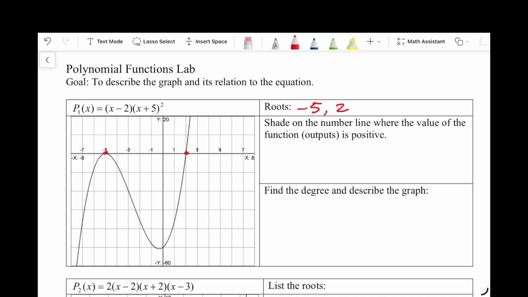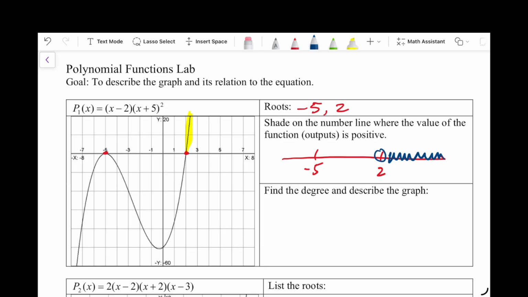Now, let's make a number line where we put those numbers down, -5 and 2. And let's shade where the value of the function or the output is positive. Well, you can see only after 2 are we positive. Up until that point, everything is negative. So here's the positive region. After we do a few of these, we'll look at what the point is.